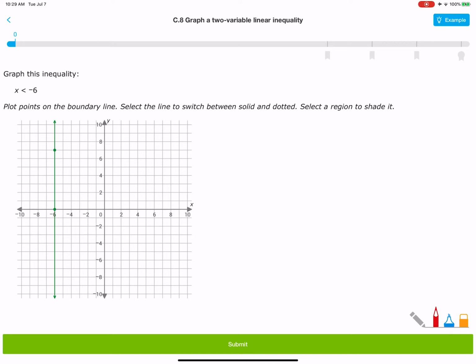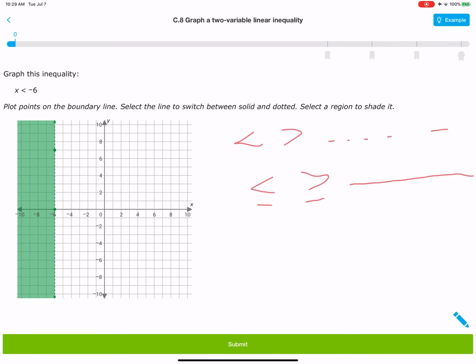Now, when we have less than or greater than, our line is going to be dotted. When we have less than or equal to or greater than or equal to, we're going to have a solid line. So notice that this line will be dotted because it is less than, okay? Now, less than. Which values are less than -6? Would it be to the left or to the right? Well, since it's less than, we are going to move to the left.